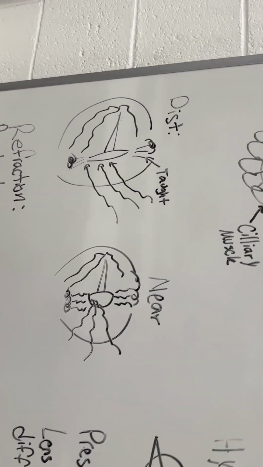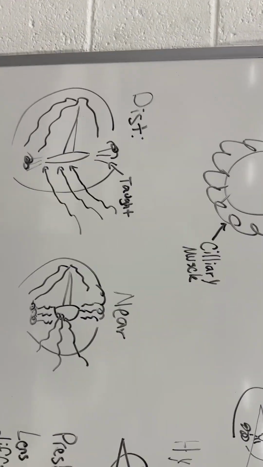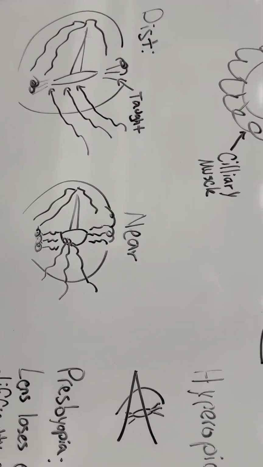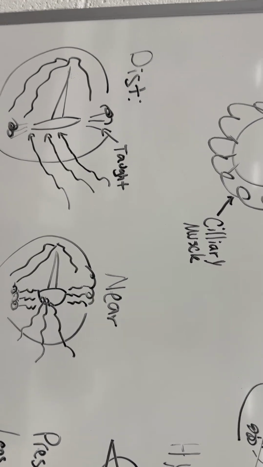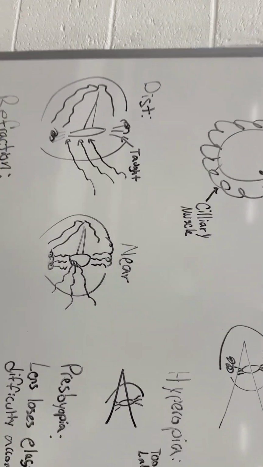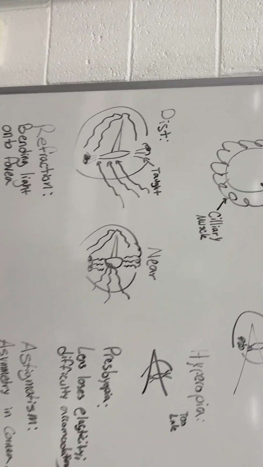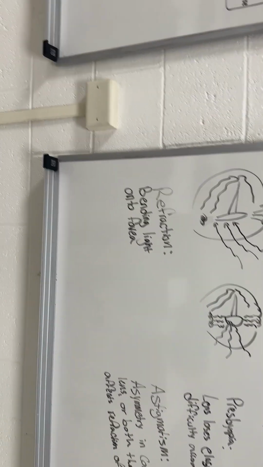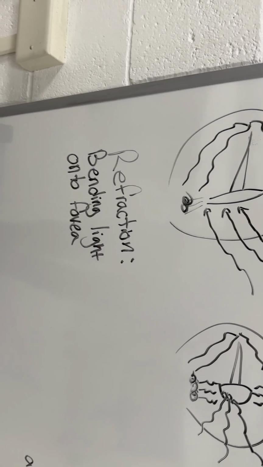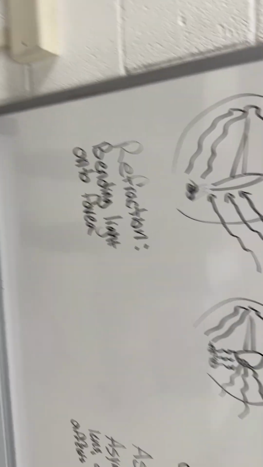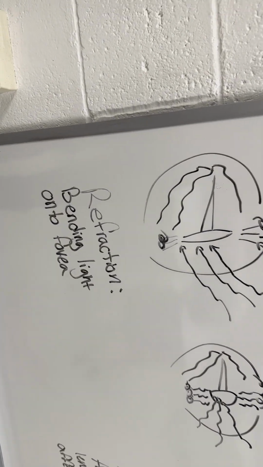This phenomenon of our lens changing, the thickness of our lens changing based on where we're looking, is called accommodation. And it has to do with the way that light is hitting our eyeball. So an important term here is refraction. This is where we bend light using the cornea and the lens onto our fovea.